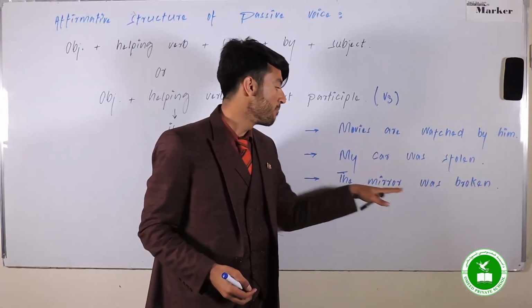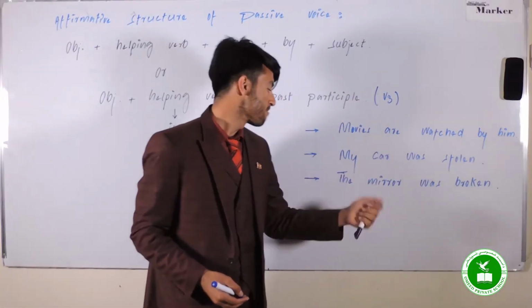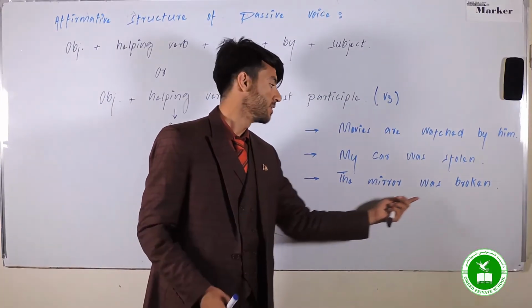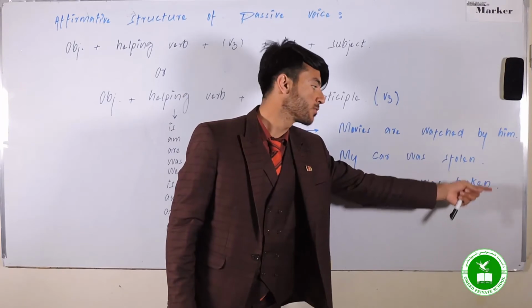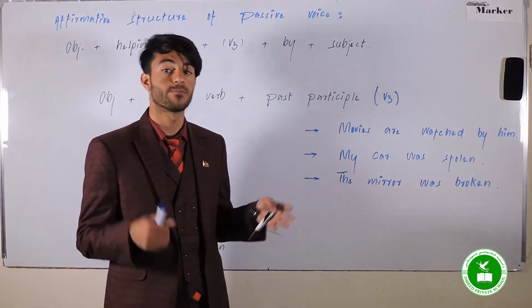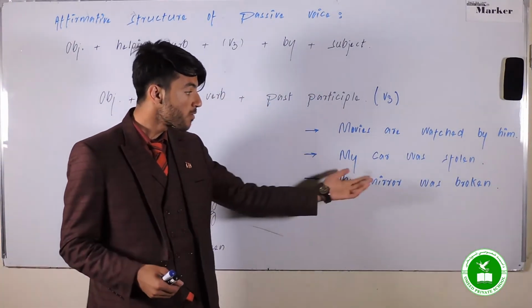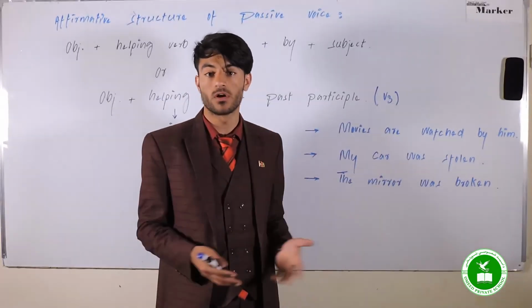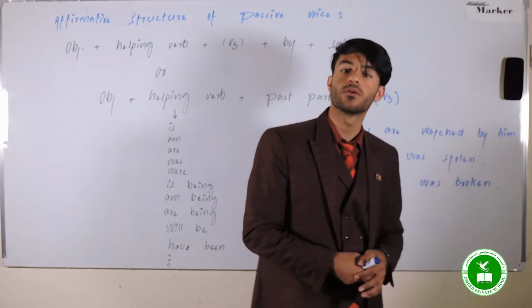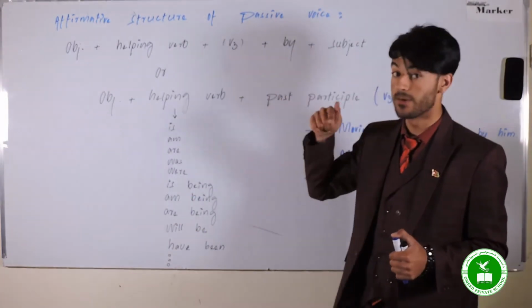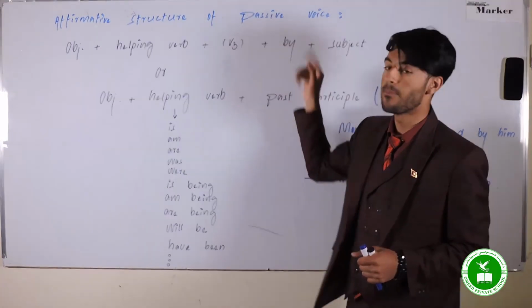The other example, the mirror was broken. Okay. The mirror, it's the object. Was, it's the helping verb. Broken is verb 3. Again, we don't have any subject here. We don't have the performer of the action here. The mirror was broken. Who broke the mirror? We don't know, right? So that's how you make the affirmative or the positive structure of passive voice.